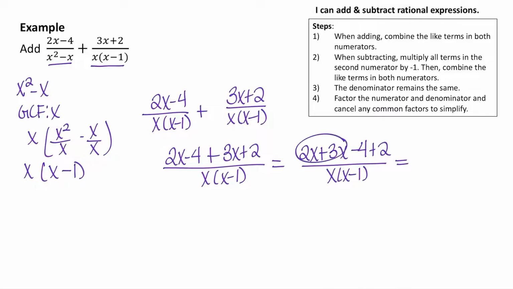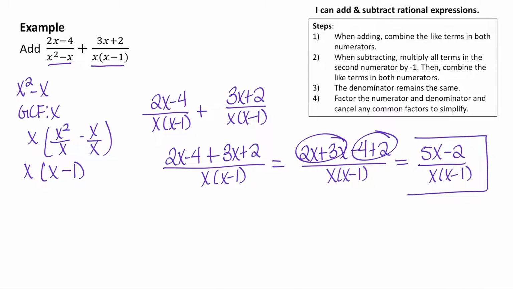So 2x plus 3x is going to be 5x. And then minus 4 plus 2 is going to be minus 2. And that's over x times x minus 1. Okay, and that is our final answer. Notice that the numerator cannot be factored, so we're just going to leave that as 5x minus 2.